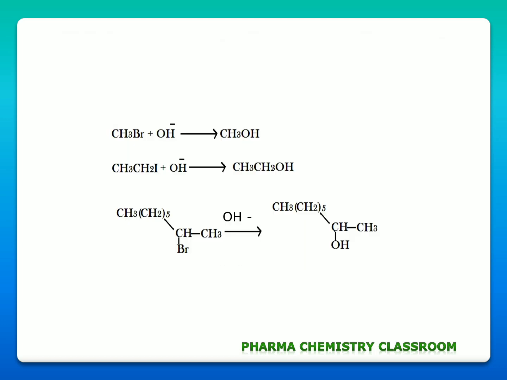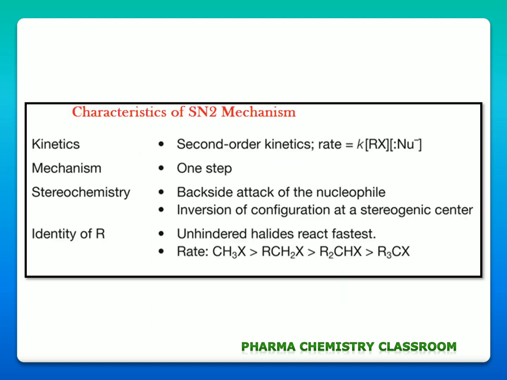Now here you can see a few examples where an alkyl halide reacts with a nucleophile and gets a substituted product. Here we will summarize the points we have seen in the SN2 reaction. First is kinetics. It follows second order kinetics, and the rate of the reaction depends on two molecules, which is why it is known as a bimolecular reaction. And what are the molecules? First one is alkyl halide, second is nucleophile.